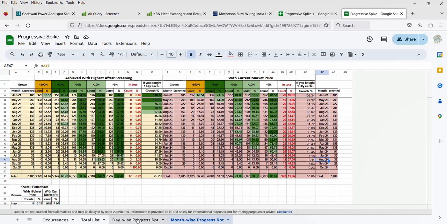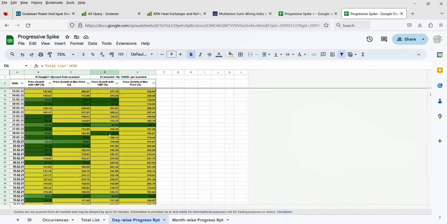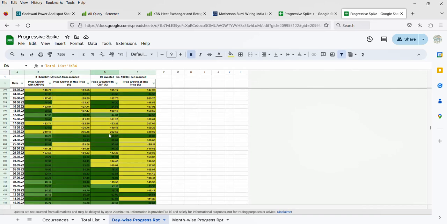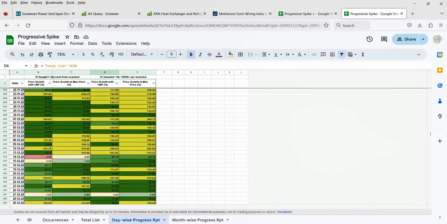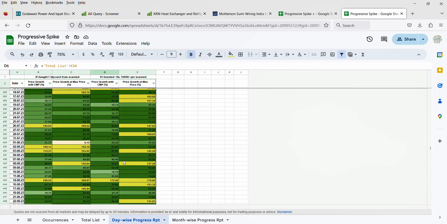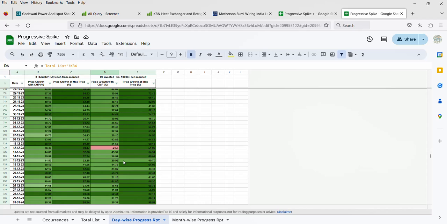Here, if you see the initial days, I started it in January 2021, and it is giving results with 10,000 rupees investment per script which has come. It is giving a very decent return. If you scroll down, you can see the day-wise report, so you can see how much the strength of that is. I have given some color combination also so that you can easily identify them.